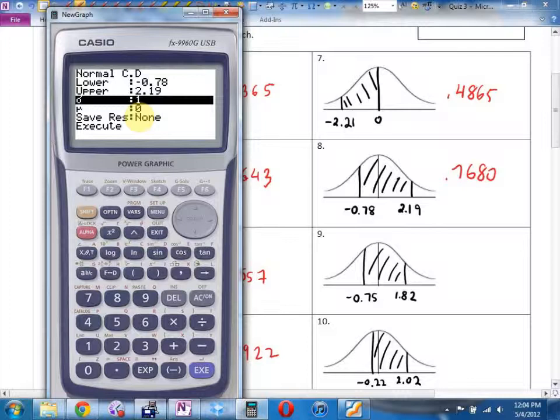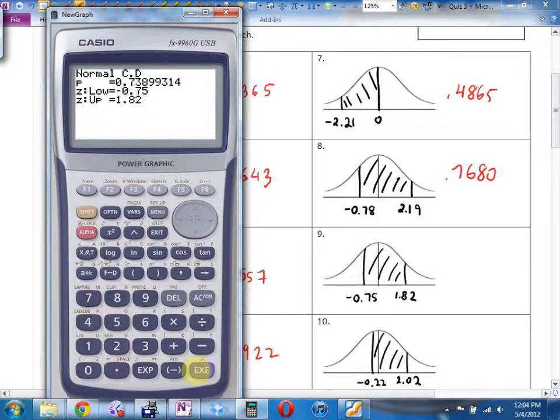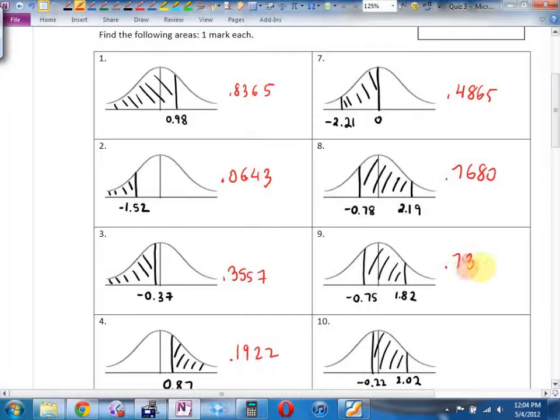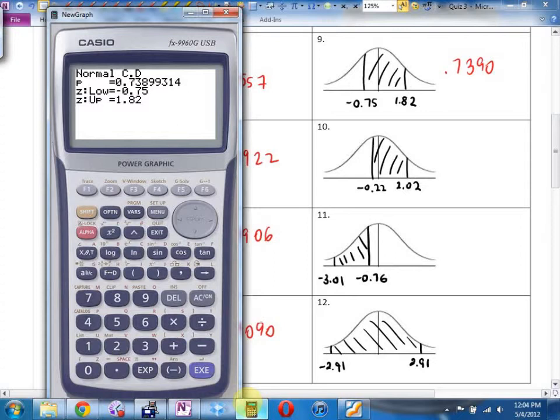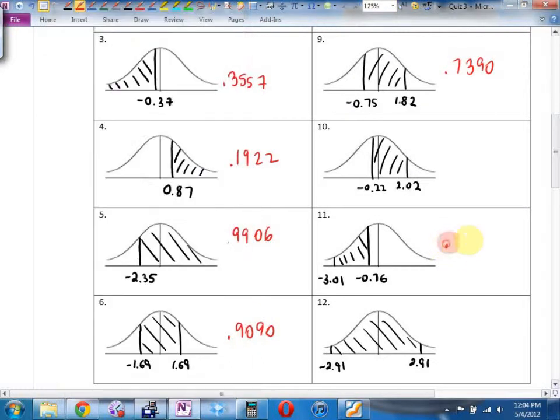Number 9, negative 0.75, 1.82. You know what? Once again, that's going to round up. It's going to be 0.7390. Number 10, negative 0.22. Oh, come here. Negative 0.22. 2.02. 56.54. 0.5654.